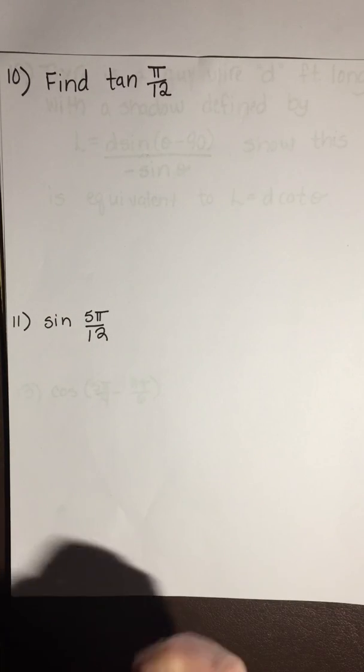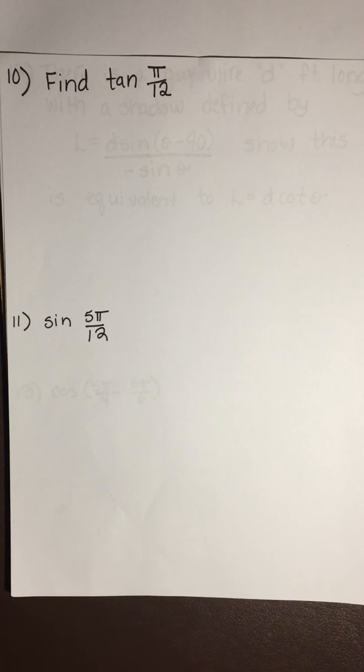For the first one, they want us to find the tangent of pi over 12, and we know that pi over 12 is not a radian measure that's on the unit circle. So what we want to do is think of two radian measures that we could add or subtract that would give us pi over 12.